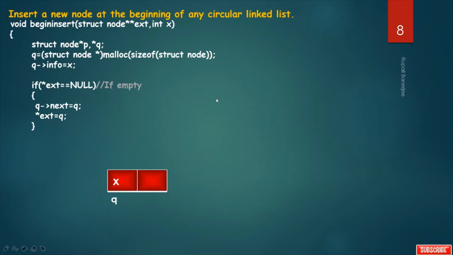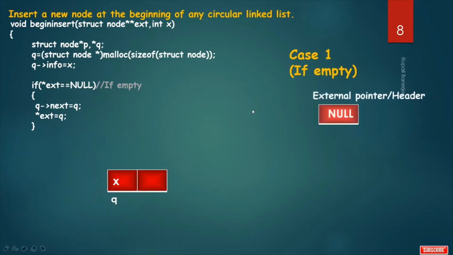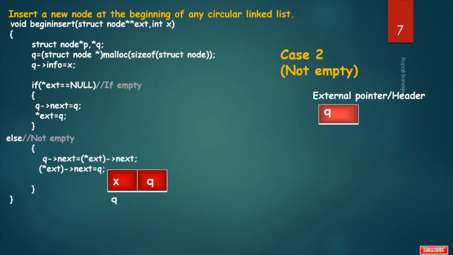Now case 1, if our linked list is empty, means no node is there, then the external pointer contains null. If this is the situation, then our node is the first node and our node is the last node, that is a single node. So because it is circular, q arrow next should be q. It holds its own address, and star ext equals q, because this is the only one node, so star ext equals q.